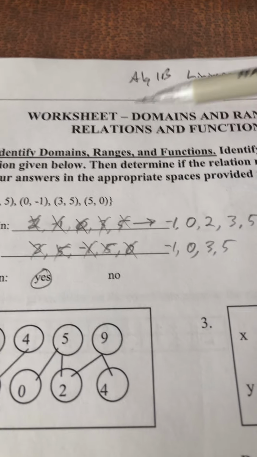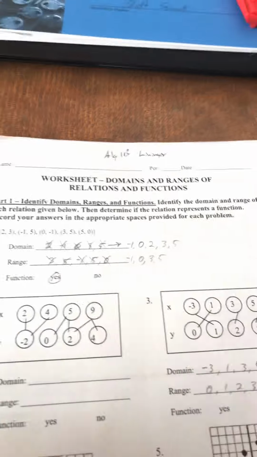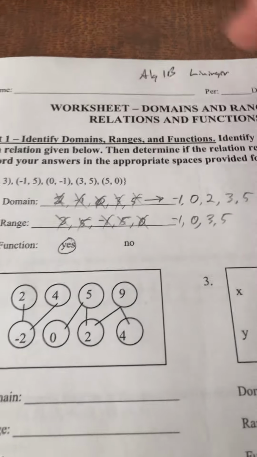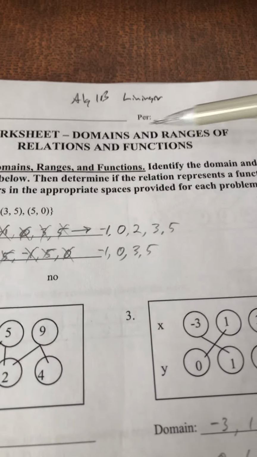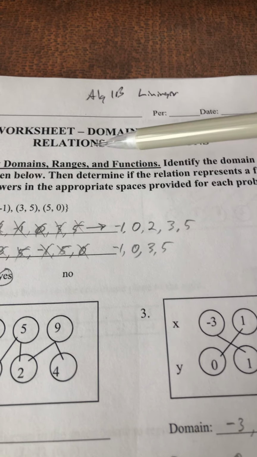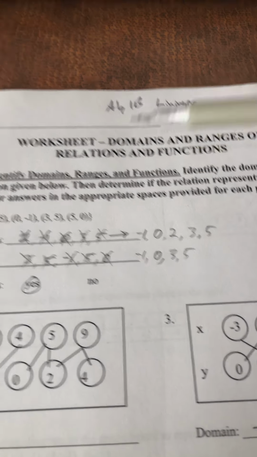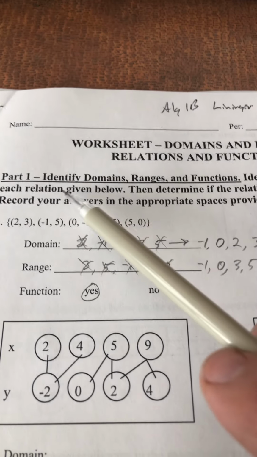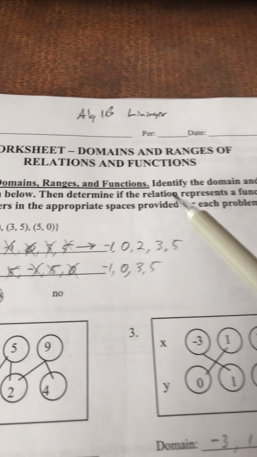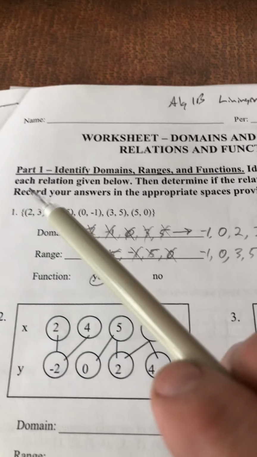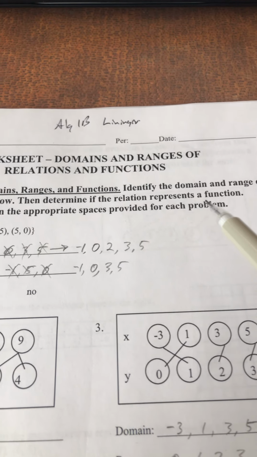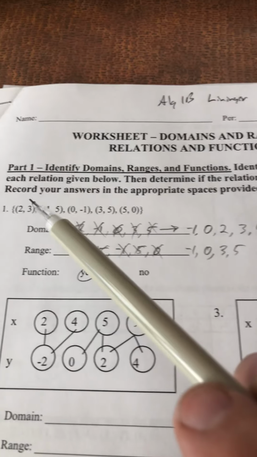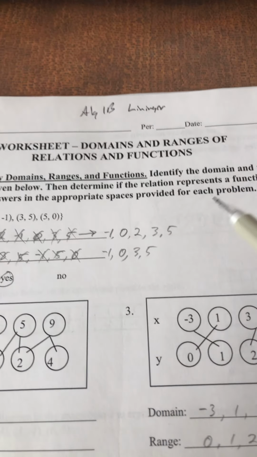If you're working on the worksheet, or you should be working on this week, I'll have the other assignments as we go further in the week, but we'll do one at a time here. This worksheet, domains and ranges of relationships and functions. Taking a look at this, part one, identify domain, ranges, and functions. Identify the domain and range of each relation given below, then determine if the relation represents a function. Record your answers in the appropriate spaces provided for each problem.